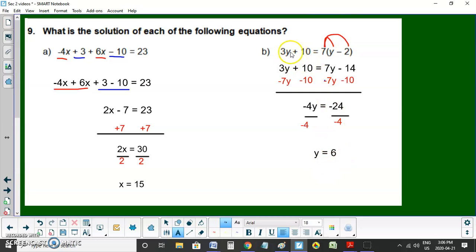I can put that back in here and see if it works. 3 times 6 is 18. 18 plus 10, that's 28. So I get a 28 on this side. When I plug it back in, I get 28. What do I get over here? 6 minus 2 is 4. 4 times 7 is also 28. It's also 28. So the answer is correct.